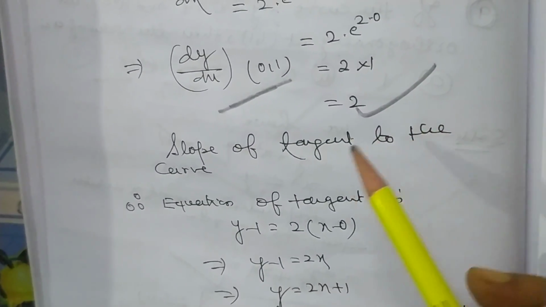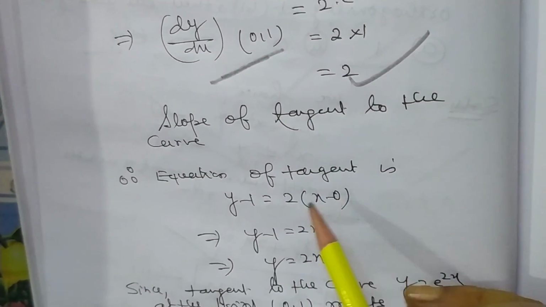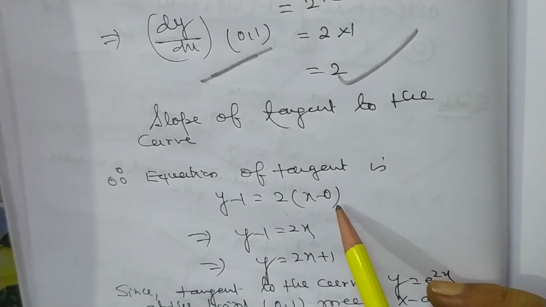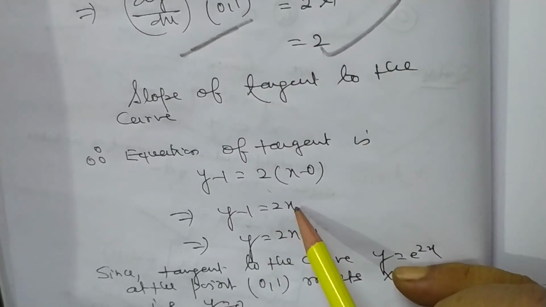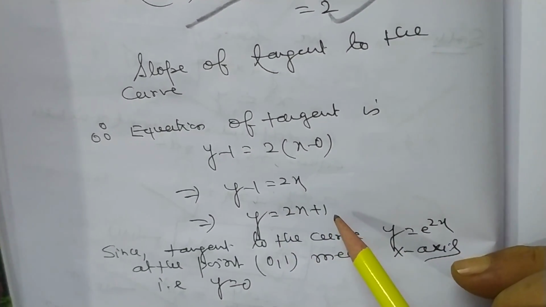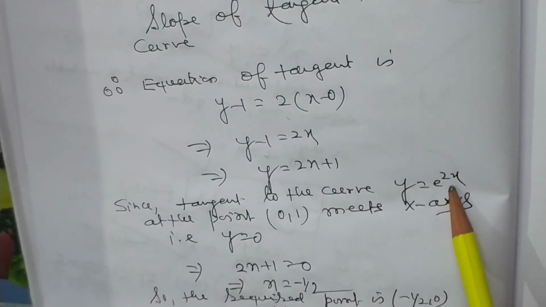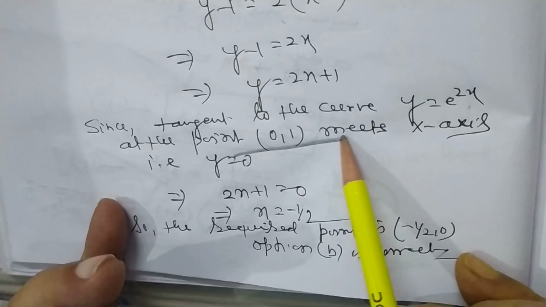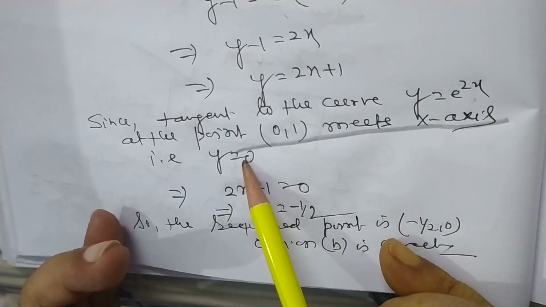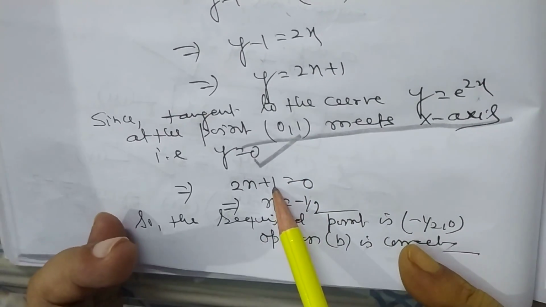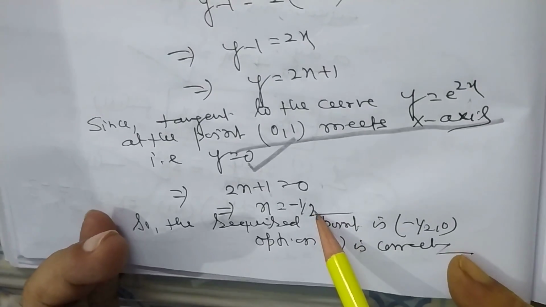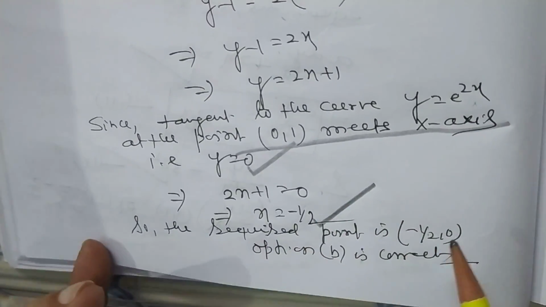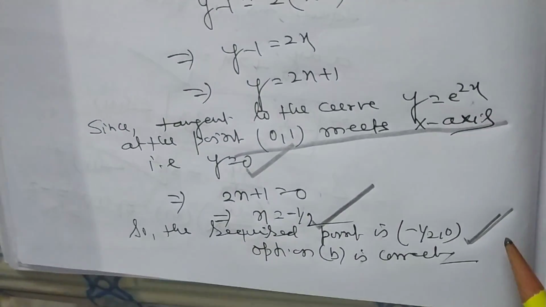So the slope of the tangent to the curve is 2, and the equation of the tangent is y minus y1 is equal to m into x minus x1. It is y minus 1 is equal to 2x. It is y is equal to 2x plus 1. Since the tangent to the curve y is equal to e to the power 2x at the point 0, 1 meets the x-axis, that is y is equal to 0. So 2x plus 1 is equal to 0. x is equal to minus 1 by 2. So the required point is minus 1 by 2, 0. Hence B is the correct option.